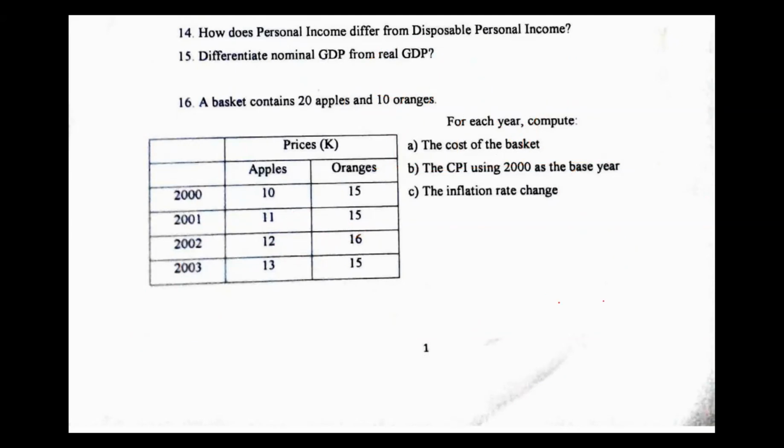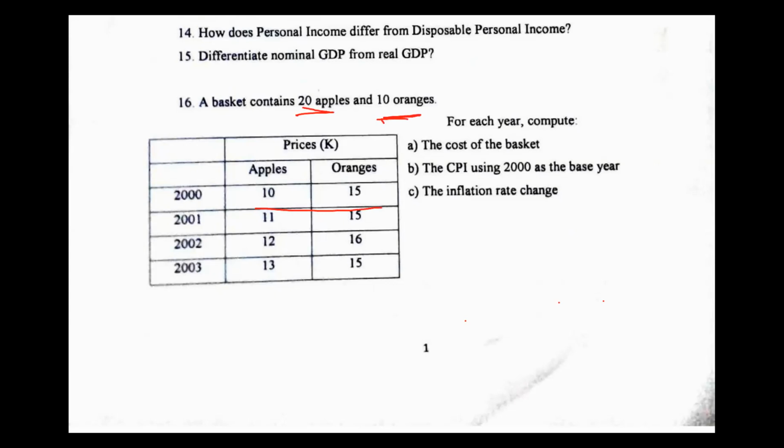For each of the following, can you compute? A basket contains 20 apples and 10 oranges. So the question of the day is, for each year, can you compute the cost of the basket? What you are given are the quantities for each year, and the prices are here.